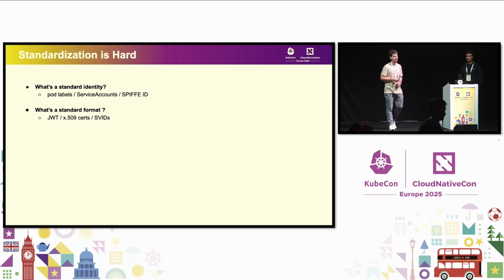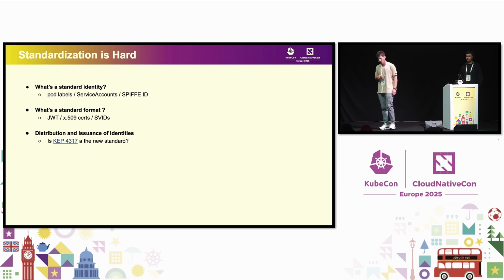Is it JWTs? Is it X509 certificates? Is it SVIDs? SVIDs, for those who are not familiar, is a new identity format that the SPIFFE project defined. How do we distribute and issue the identities? There is a KEP in Kubernetes, also known as the pod certificates KEP, that suggests that kubelet is going to be the one issuing identities and basically distributing them to all the pods. Is it sufficient as a new standard? Is the whole ecosystem going to be developed and use these identities?